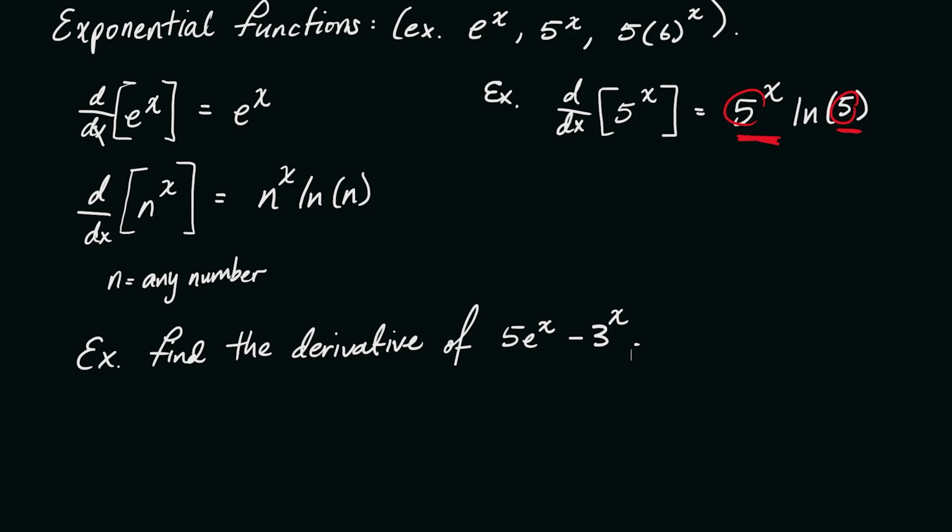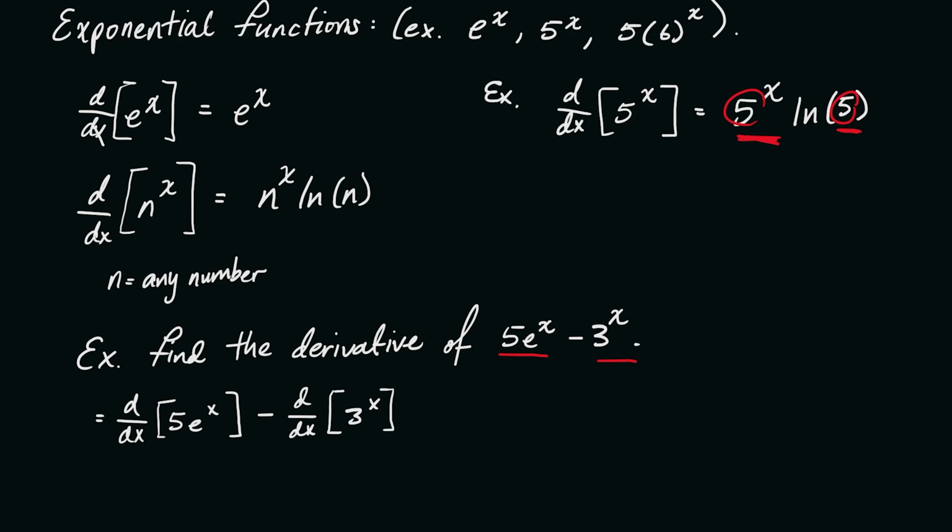Hopefully you just pause the video and try to figure this out. So now let's try to use the rules here. Since we know that our first term is 5 e to the x, and our second term is 3 to the x, we can use this difference rule, right? So we're just going to take the derivative of each of the individual terms, d over dx of 5 e to the x, minus d over dx of 3 to the x power.